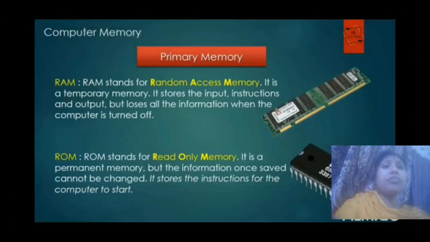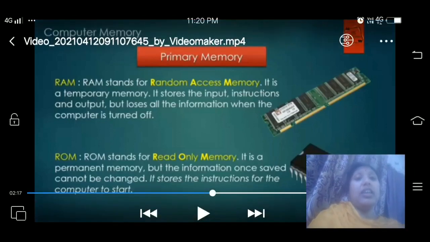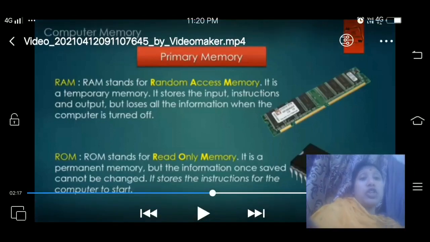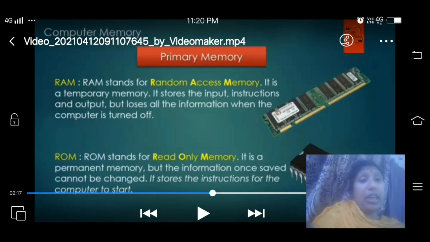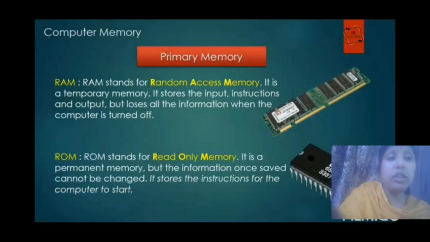Okay, now the next topic is ROM. ROM stands for read only memory. It is a permanent memory, but the information once saved cannot be changed. It stores the instructions for the computer to start. Now, children, whatever you are storing in ROM, that is fixed, that is permanent.